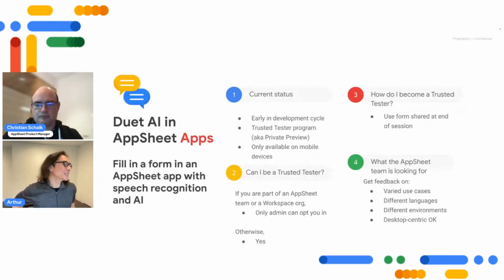So I'm skipping to the last slide here, for Duet AI in AppSheet apps. So, where are we at today? As I mentioned, still early in the development cycle, and that's why we're in the Trusted Tester program, or private preview. And today, it's only available on mobile devices, both iOS and Android. But you have to be able to download the new native apps that we have on the Play Store and the App Store to be able to leverage that.